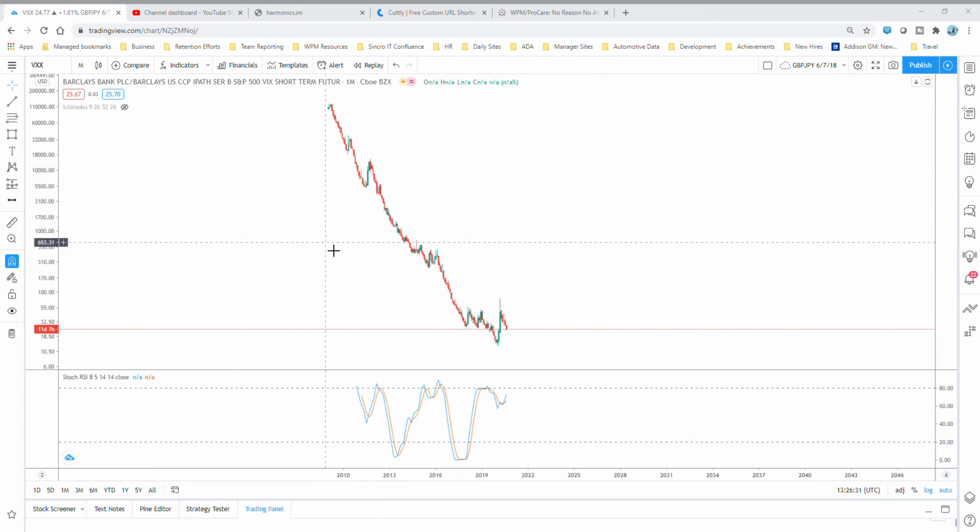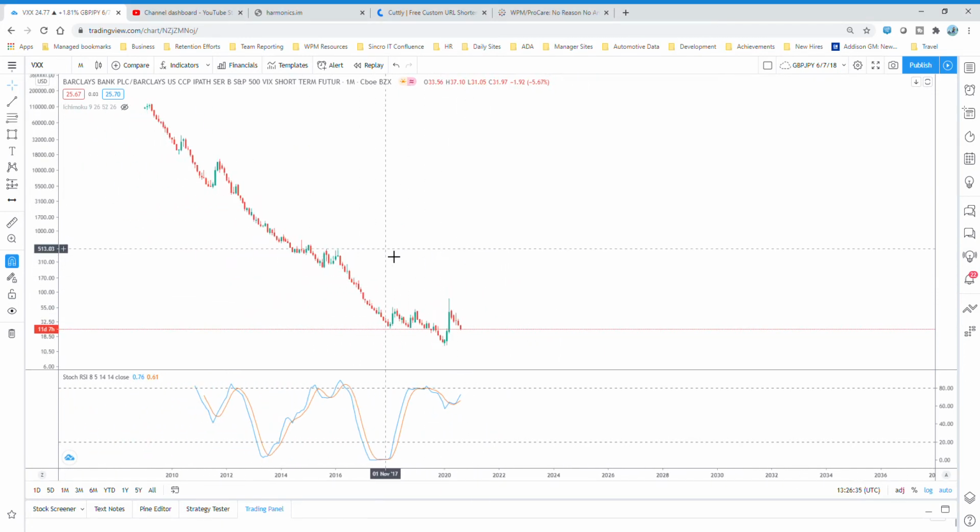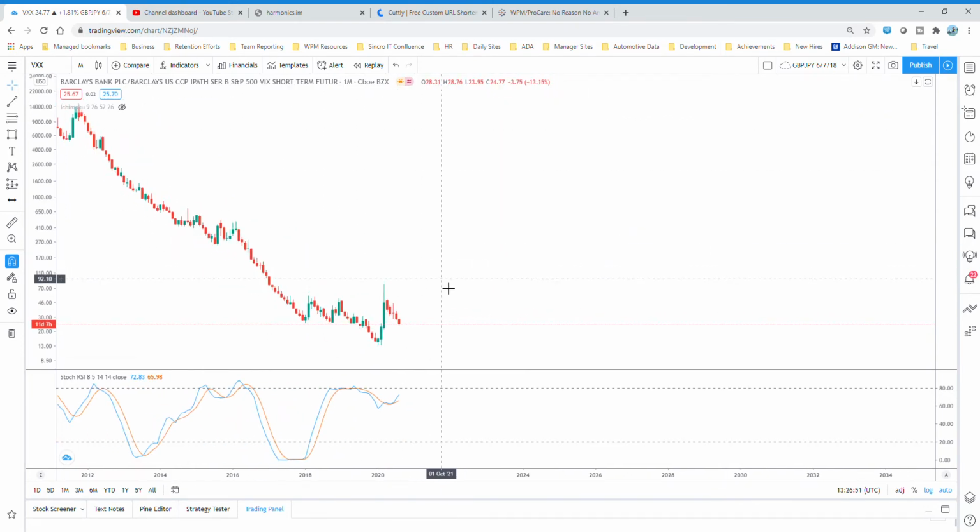So it has almost a one-to-one inverse relationship to your U.S. economy and your U.S. indices, your Dow Jones, your Nasdaq, and S&P 500, which this pair is a part of. So definitely something to take a look at.